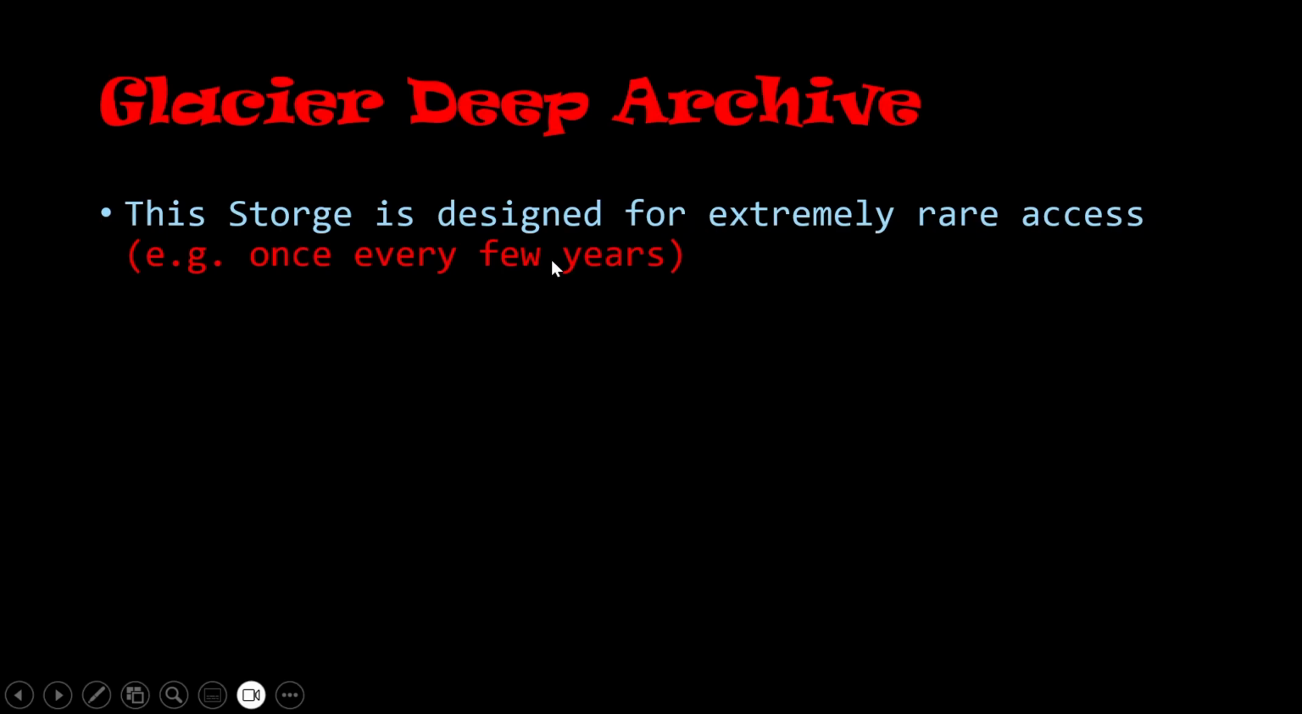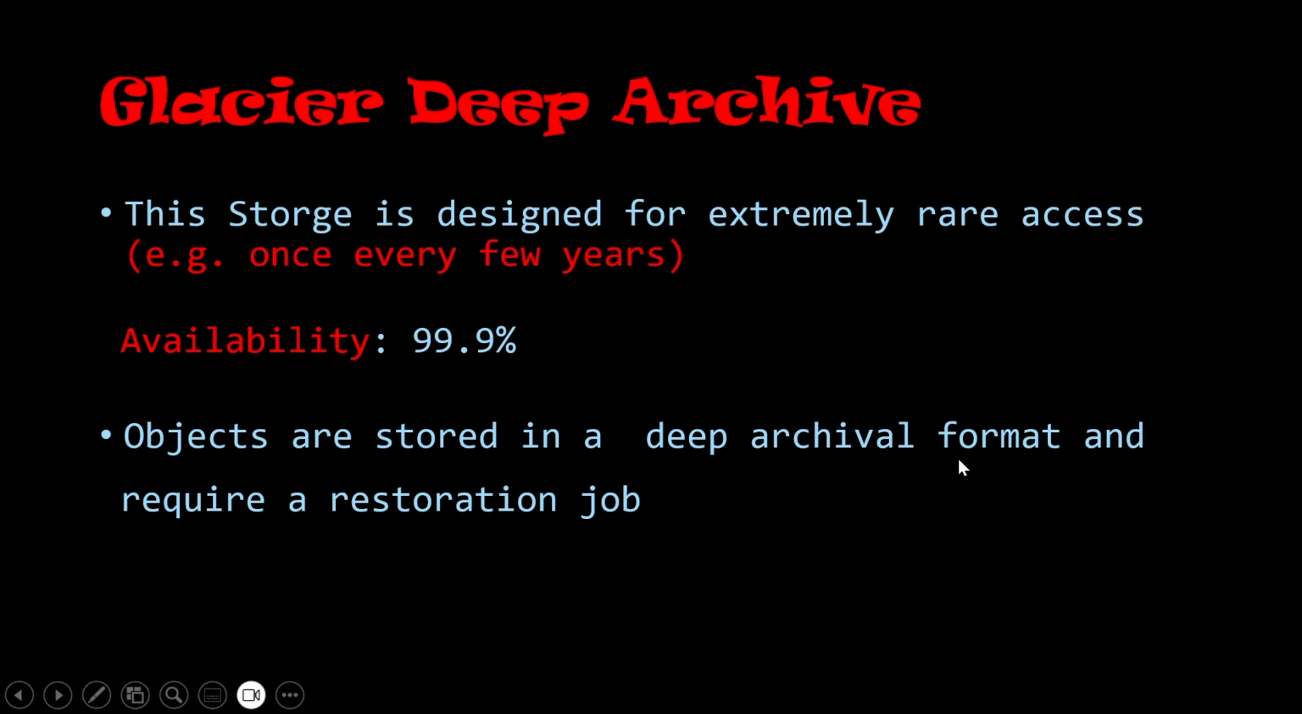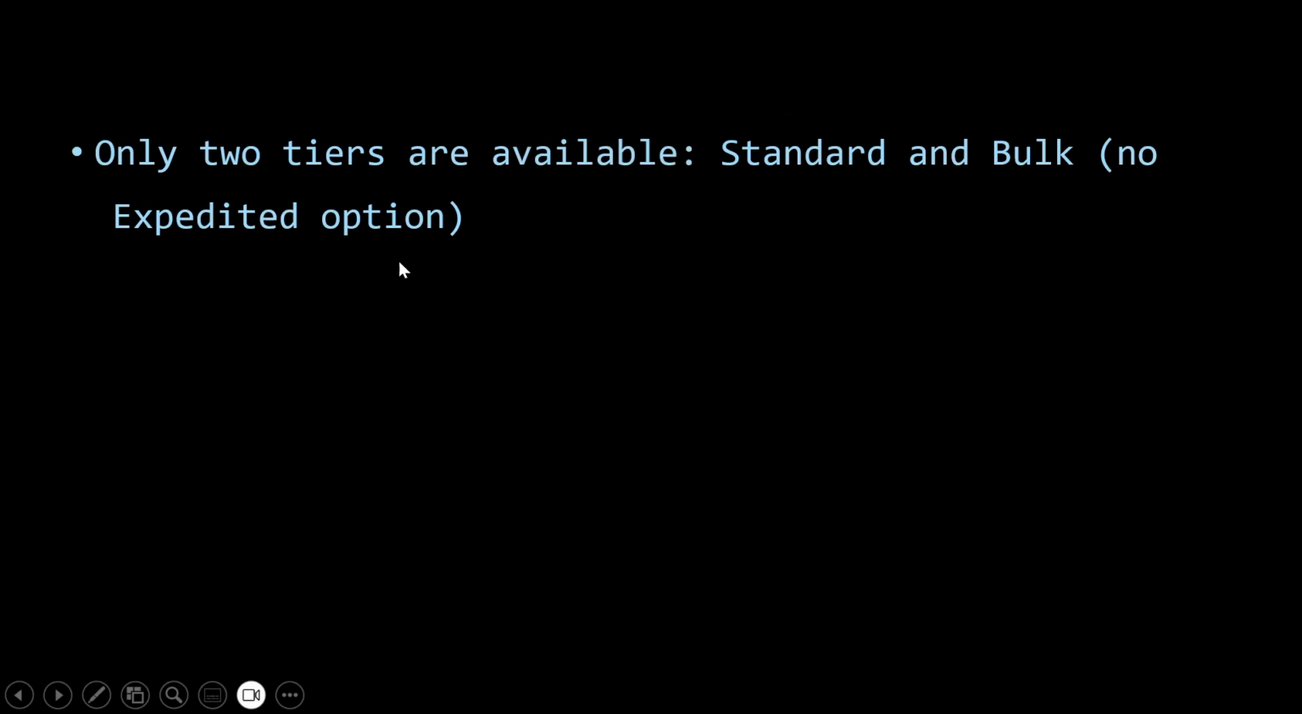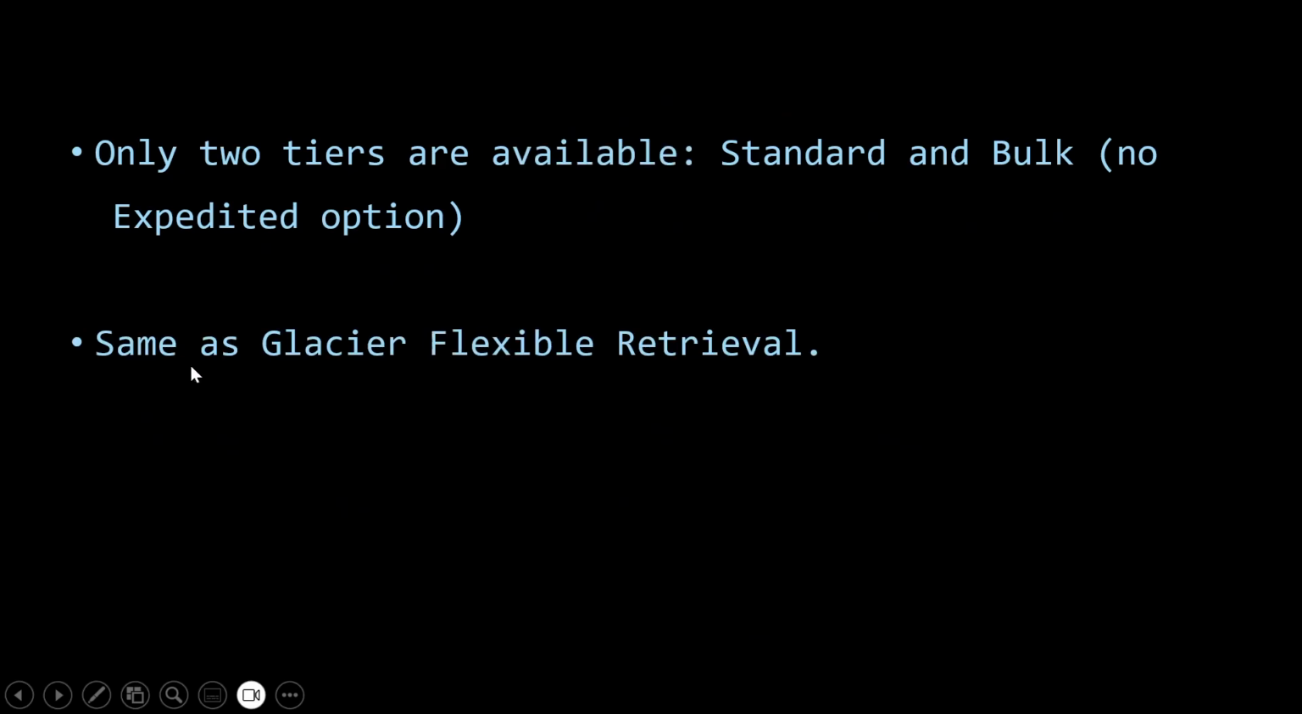Next storage class is S3 Glacier Deep Archive. This storage class is designed for extremely rare access, once in every few years, with the lowest storage cost compared to all the other storage classes, and is ideal for storing long-term data. Availability is the same 99.9%, similar to other Glacier storage classes. Similar to Flexible Retrieval, objects are stored in a deep archival format and require a restoration job when you want to access them. But retrieval times are very long due to its ultra low cost design for extremely rare access. That's why there are only two tiers here, Standard and Bulk, and there is no Expedited option. The retrieval cost is the same as Glacier Flexible Retrieval.